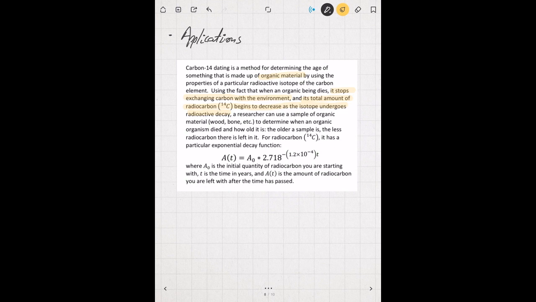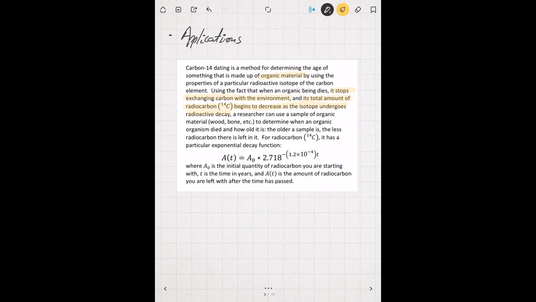So two key ideas there. One, when the organism dies, it stops exchanging carbon with the environment. So its amount of carbon is capped off. Then, its amount of radiocarbon in particular begins to decrease. It undergoes this particular decay.